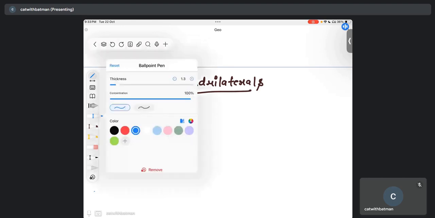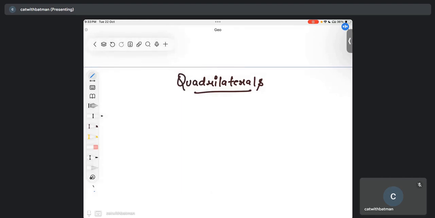The first property that I can tell you about quadrilaterals is, suppose this is a quadrilateral, A, B, C, D. If I join these two diagonals like this, AB, BC, CD, and DA are sides of this quadrilateral, while AC and BD are diagonals of this quadrilateral.